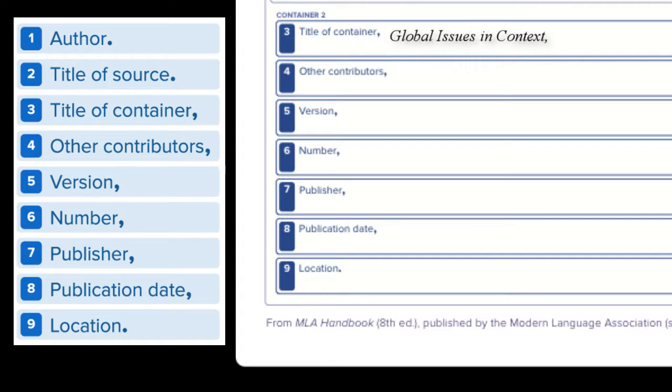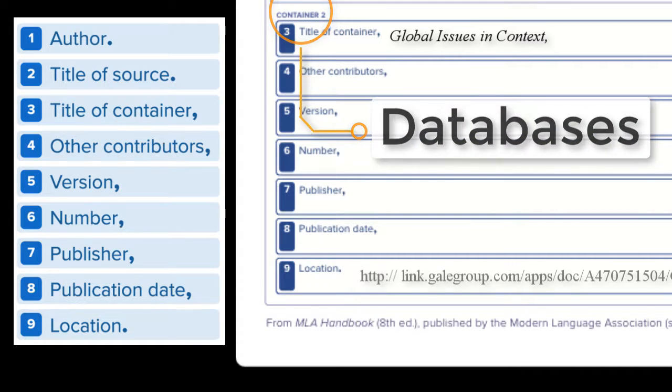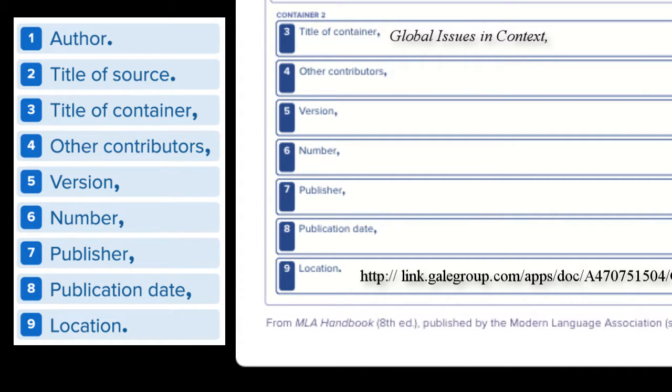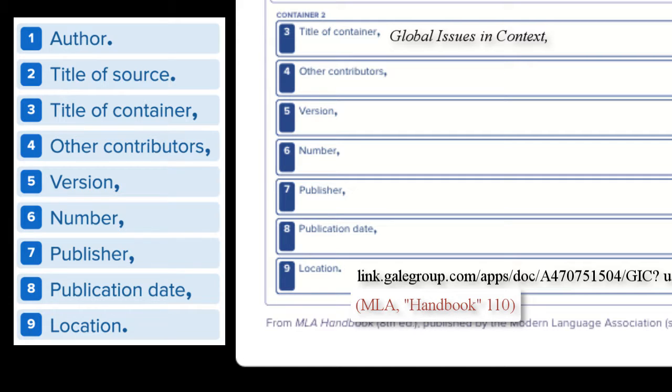Here's our second container, the database, and the location is the URL. The HTTP is not necessary and can be omitted, and you should use a DOI if you have one available.